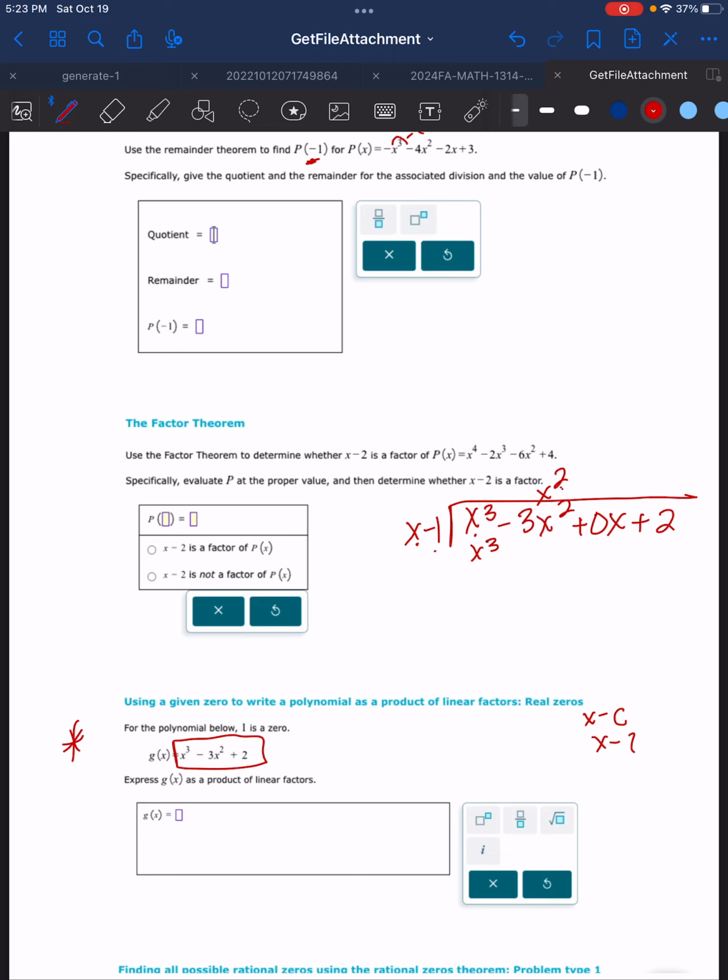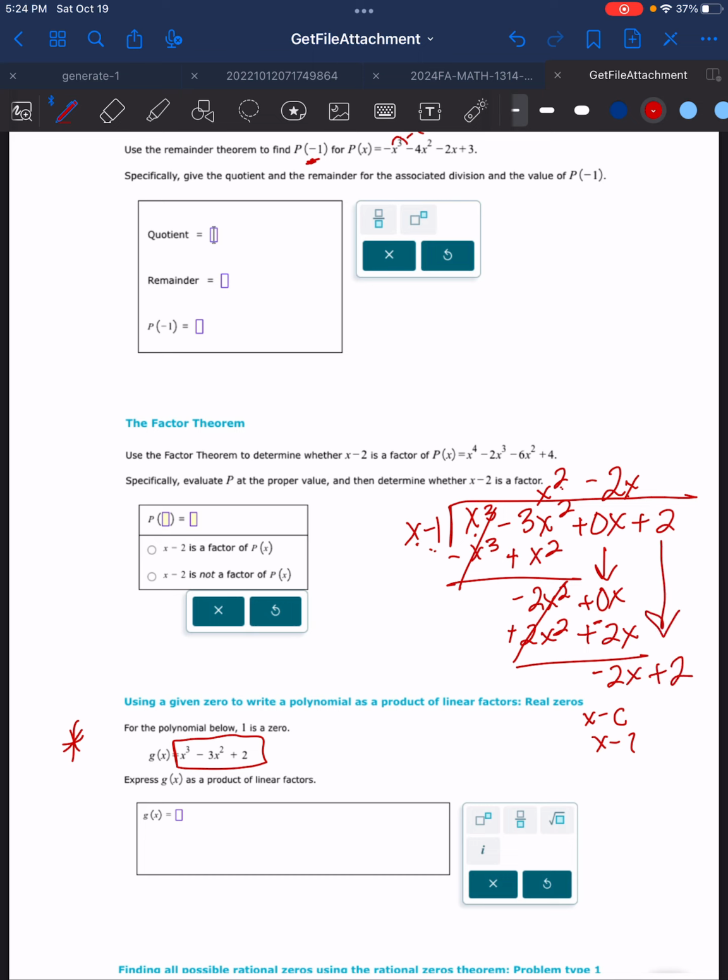X squared times 1 is negative x squared. Oh, but you got to do the opposite. This cancels out. I'm left with negative 2x squared. Bring down that positive 0x. X times what is going to get you negative 2x? Negative 2x. Negative 2x times x is negative 2x squared. Negative 2x times negative 1 is positive 2x. Oh, but you got to do the opposite. That cancels out. That becomes negative 2x. Bring down your positive 2.